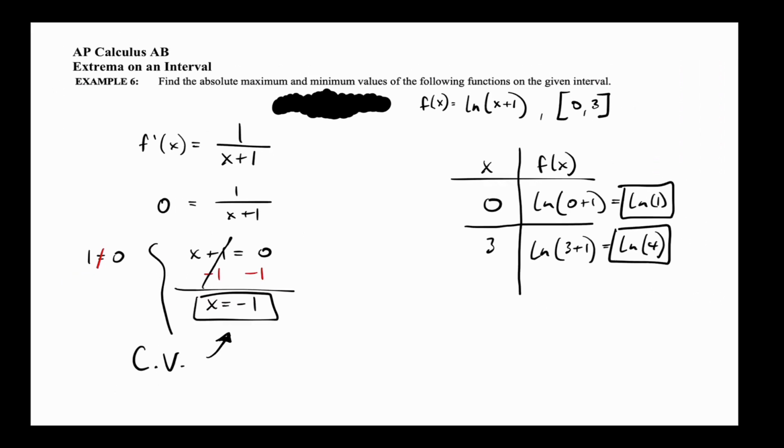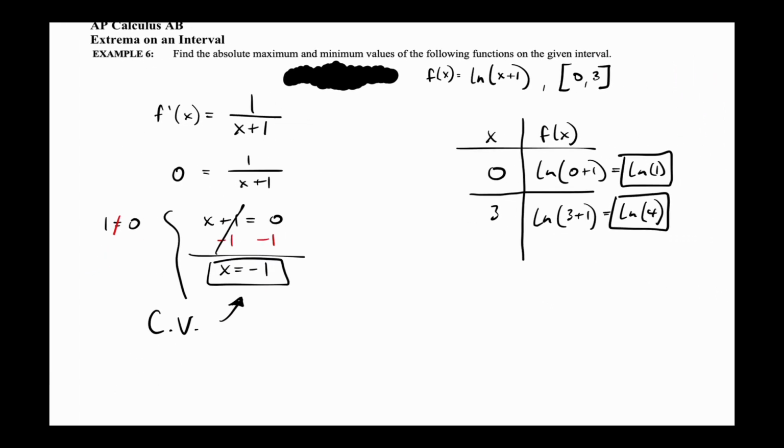Because remember, natural log of 4 is kind of like saying e to what power makes 4? Well, e is around 2.7, 2.8. So the power would need to be between 1 and 2. So this value is equal to somewhere between 1 and 2.